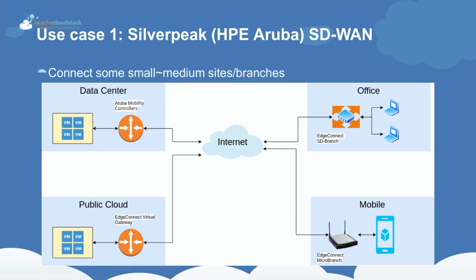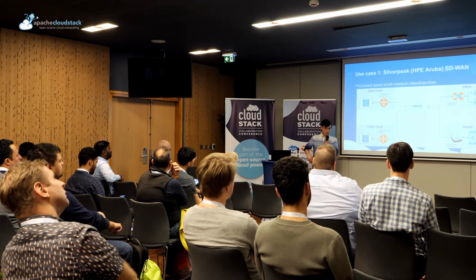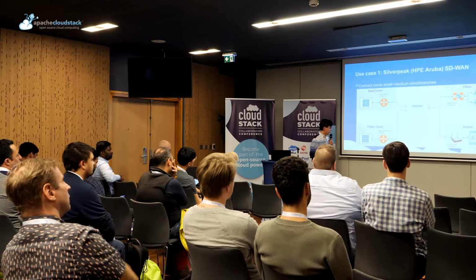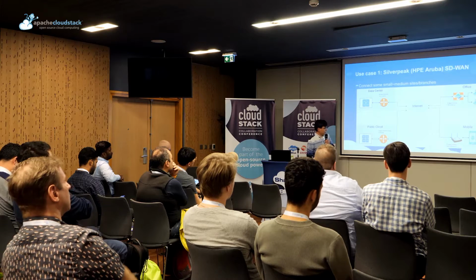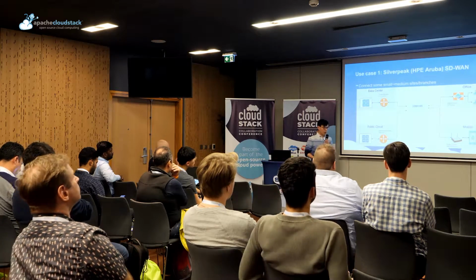For the data center and the office and mobile, they have some hardware devices to connect to each other, and it can also be used to optimize the network. And for the public cloud, we cannot put any hardware in the public cloud, so there is a special virtual machine, which is used to run some services and connect to the hardware devices in their data center or in the office. So this one is a kind of VNF appliance.